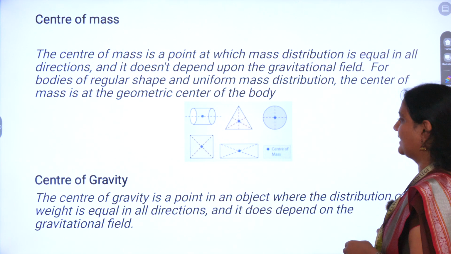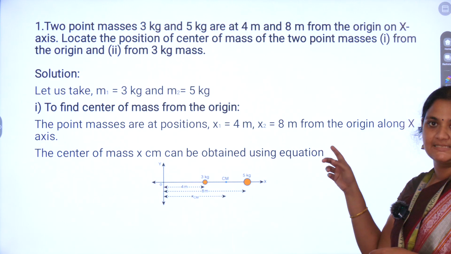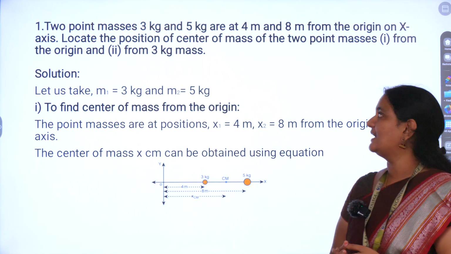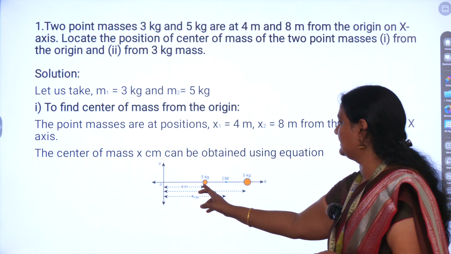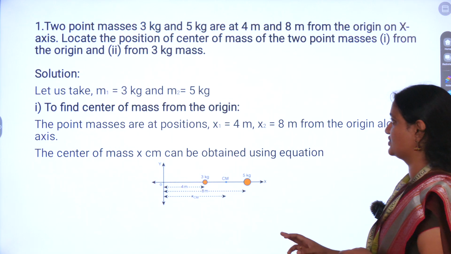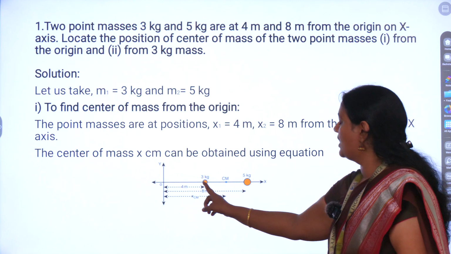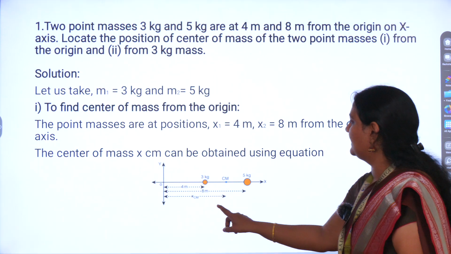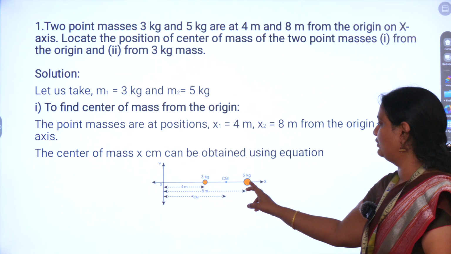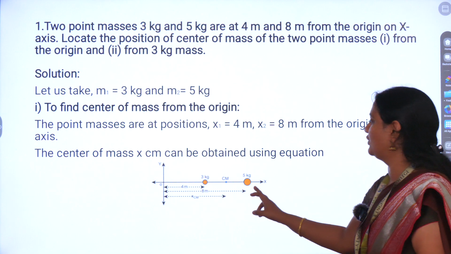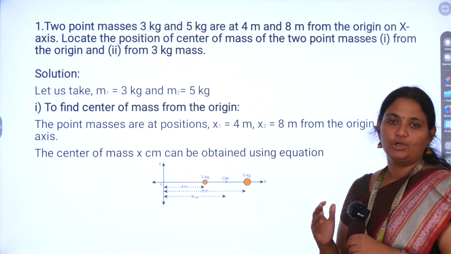Now we can move on to a practice problem, the first problem of the session. There are 2 point masses. One mass is 3 kg, the other mass is 5 kg. They are at distances of 4 meter and 8 meter from the origin. This is our x-axis and the vertical axis is the y-axis. The 3 kg mass is at a distance of 4 meter from the origin, and the 5 kg mass M2 is at a distance of 8 meter from the origin. Now we are going to locate the center of mass.